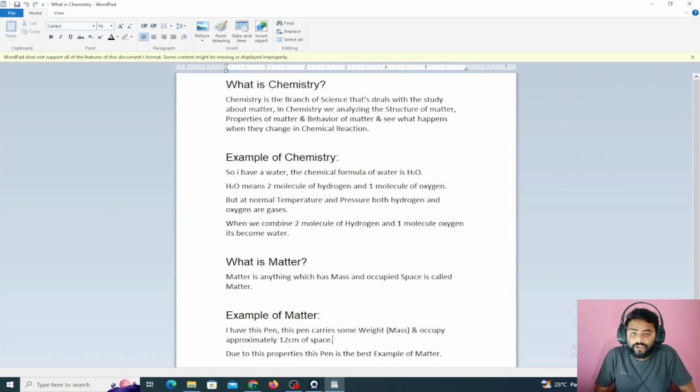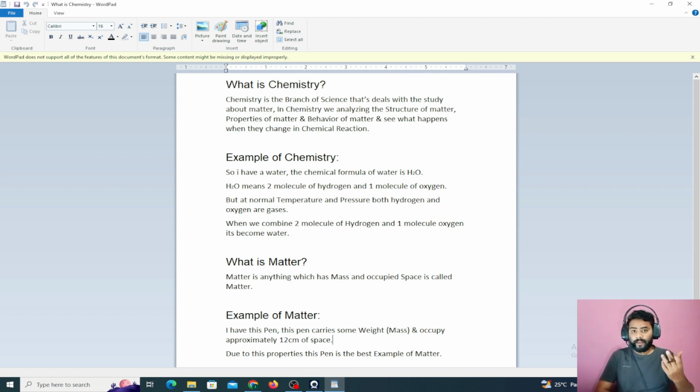So first we talk about what is chemistry. Chemistry is the branch of science that deals with the study of matter. In chemistry, we analyze the structure of matter, the properties of matter and the behavior of matter, and see what happens when they change in chemical reactions. Okay, so now there is one question: what is matter?